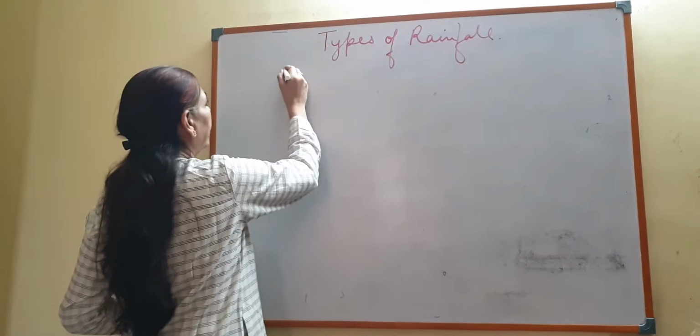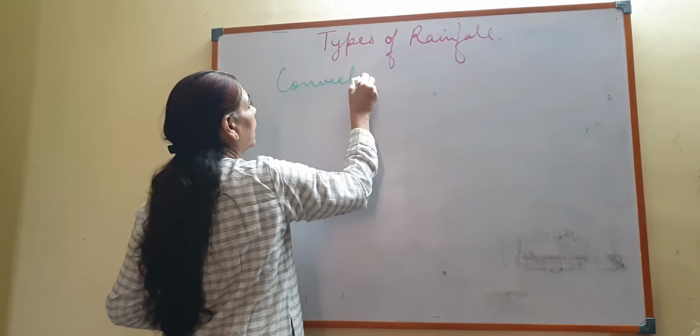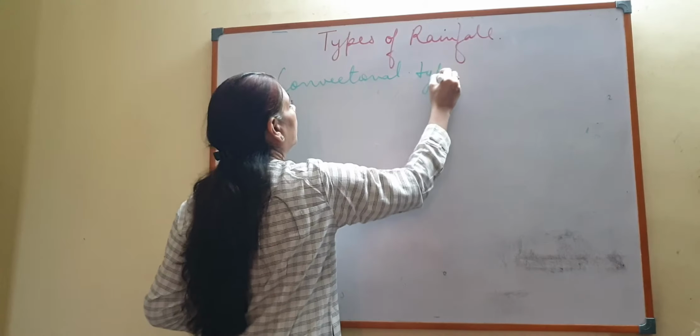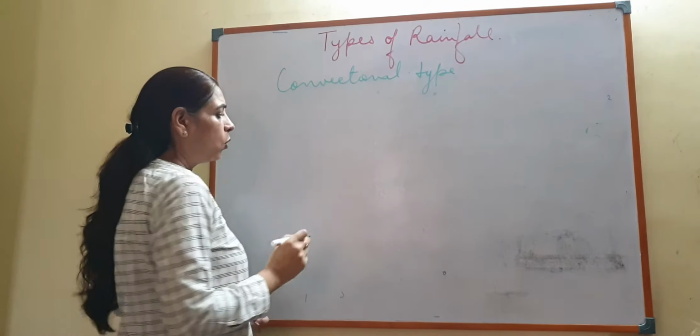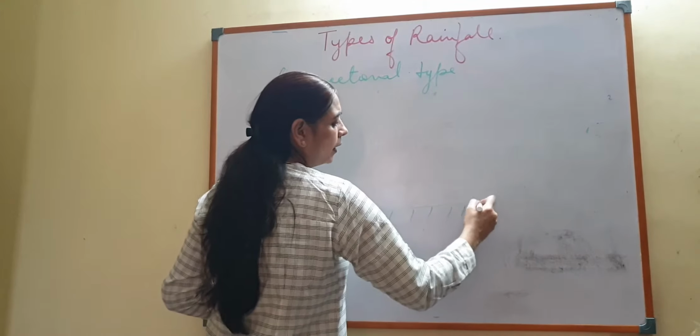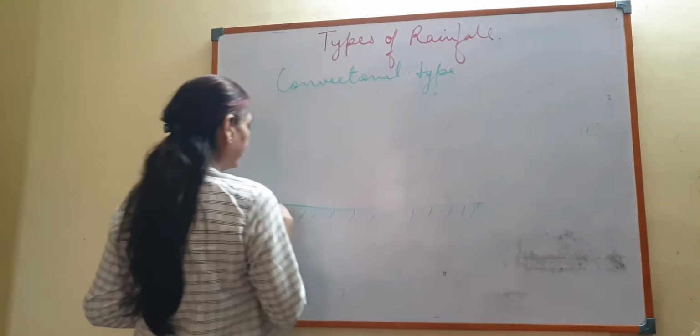In the convectional type of rainfall, what happens? The ground gets heated up. Okay? The land gets heated up by the rays of the sun. The water also gets heated up and the hot air rises up. Okay? So the hot air rises up.